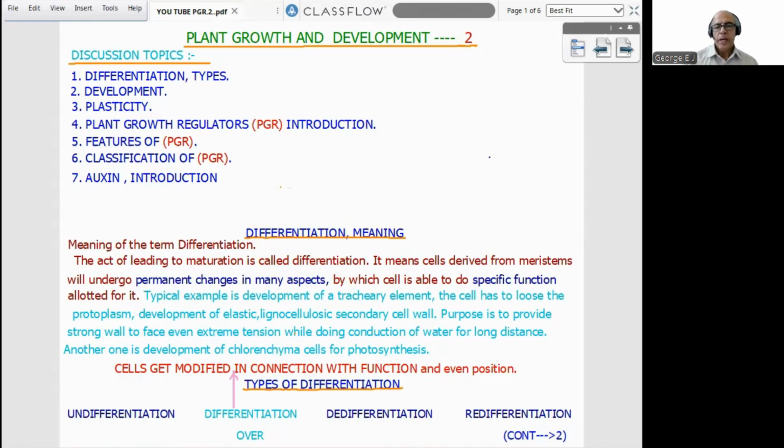Now, how do these cells get modified? See, cells are modified in connection with the function they have to do, and even considering the position. Now we have to proceed to the next aspect, types of differentiation. It is undifferentiation, differentiation already over, dedifferentiation and redifferentiation. So 3 more terms we have to discuss. One by one we will be proceeding. So I think the first page is clear to all of you.